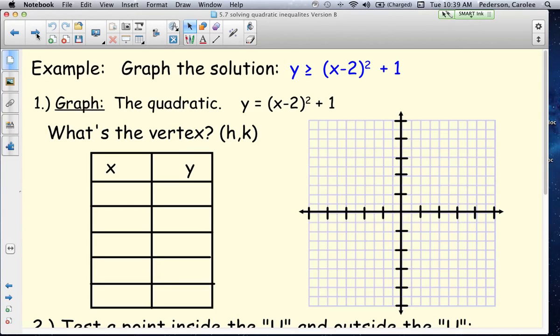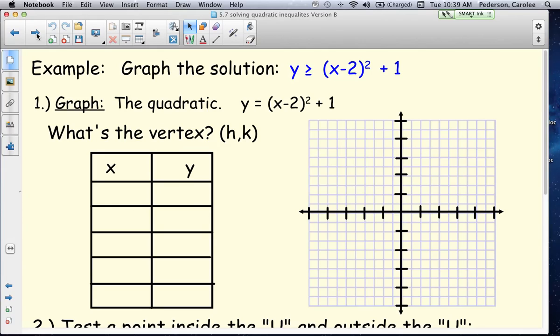So go ahead and write this example down. We're going to be doing 2 examples in this lesson. So here's the first example. We want to graph the solution to this quadratic inequality. So we have y is greater than or equal to the quantity of x minus 2 all squared plus 1.